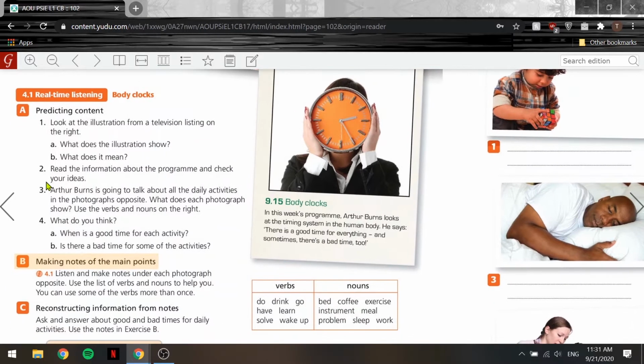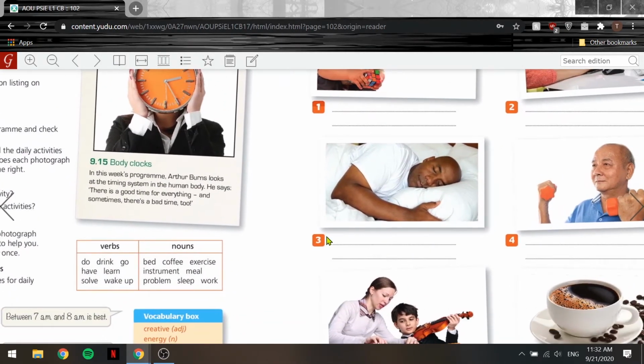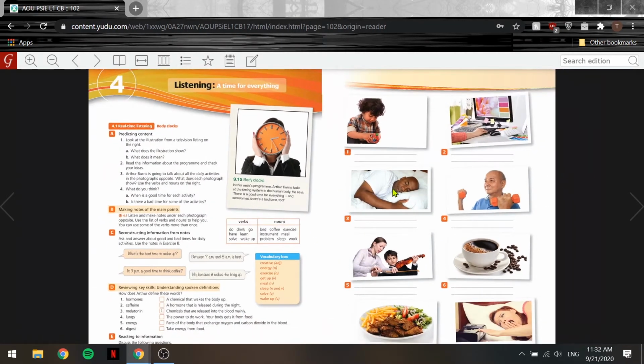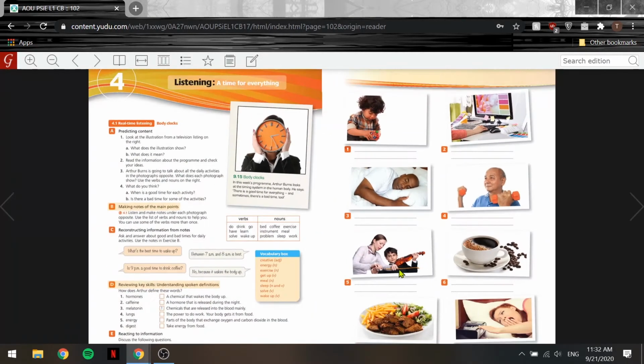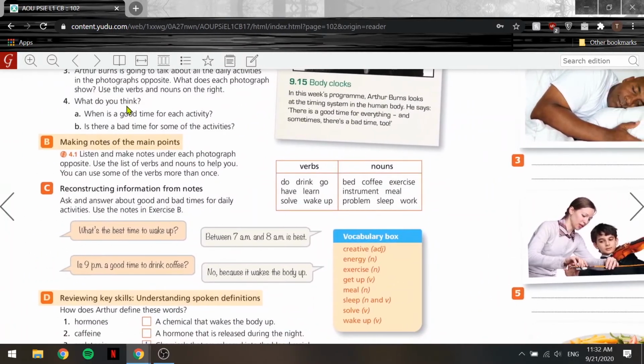Let's go to A3. Arthur Burns is going to talk about all the daily activities in the photographs opposite. What does each photograph show? Use the verbs and nouns on the right. So here we have some pictures. It looks like we have different actions that are done depending on the time of day. This is a body clock. So here we have solving problems, this is probably doing work, sleeping, exercising, learning an instrument, I'm guessing drinking coffee, eating a meal, and waking up. Okay, so let's go to 4 first.